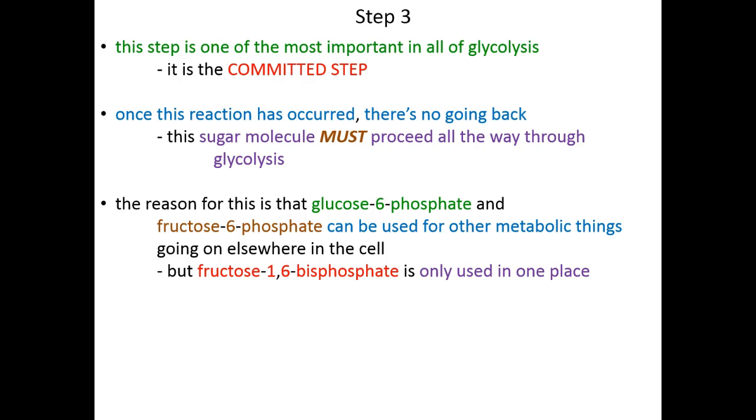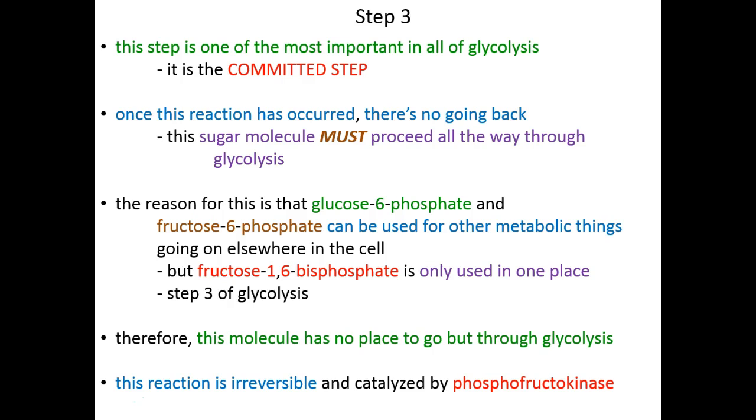So if you've completed step 3 of glycolysis and you decide as the cell, you know what, I'm sorry I did this. I don't want to do this anymore. What else can I use this fructose 1,6-bisphosphate for? Because turns out I don't really need it here. The answer is you can't use it anywhere else. So it's either waste it or turn it into pyruvate. And so once step 3 is completed, you have to see glycolysis through.